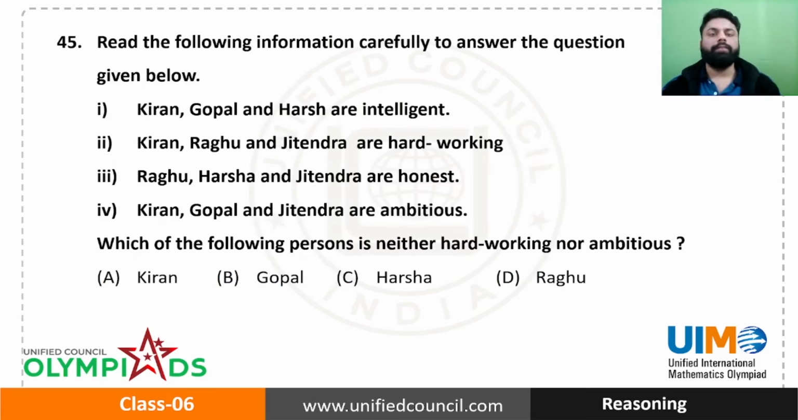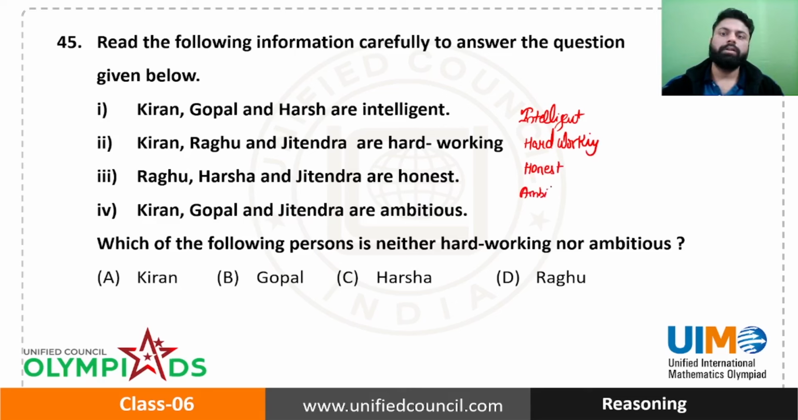Read the following information carefully to answer the question. Kiran, Gopal, Harsh are intelligent. So see, there are 4 categories: intelligent, hardworking, honest, ambitious. There is this name Kiran.